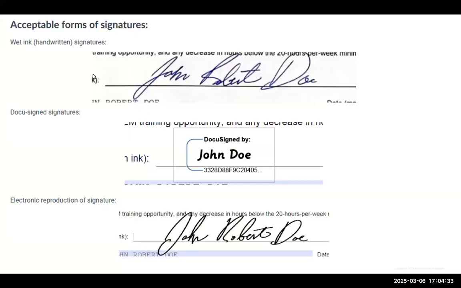So for example, here are examples of what acceptable signatures look like. As you can see, a wet ink signature written with a blue pen is accepted. A DocuSign signature, which is through software such as Adobe DocuSign, would be accepted because although this is a typed name, in the picture it does have that verifiable code associated with it that we can verify to check that yes, this was John Doe who signed that part of the document. And then an electronic reproduction of the signature, as you can see down here, is a digital version of a wet ink signature, like a photocopy that is copy and pasted into the document. That is an acceptable signature.